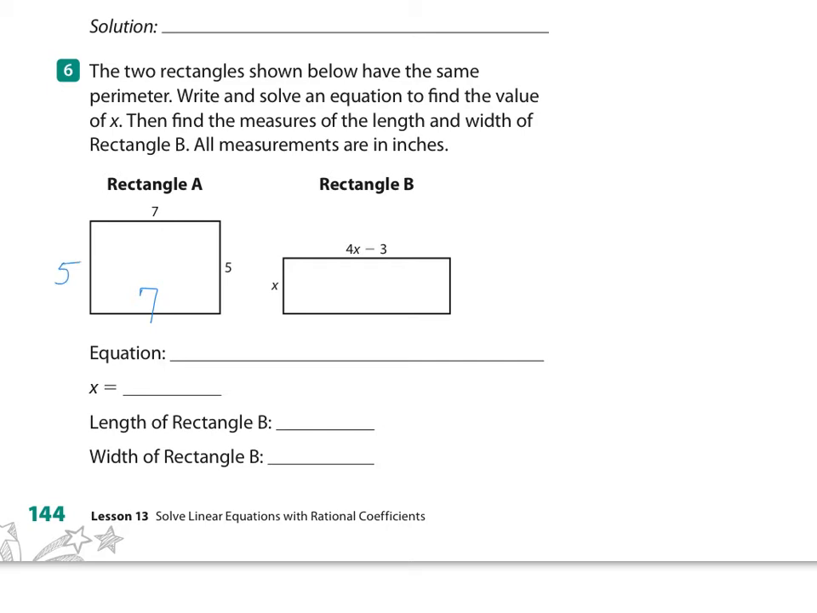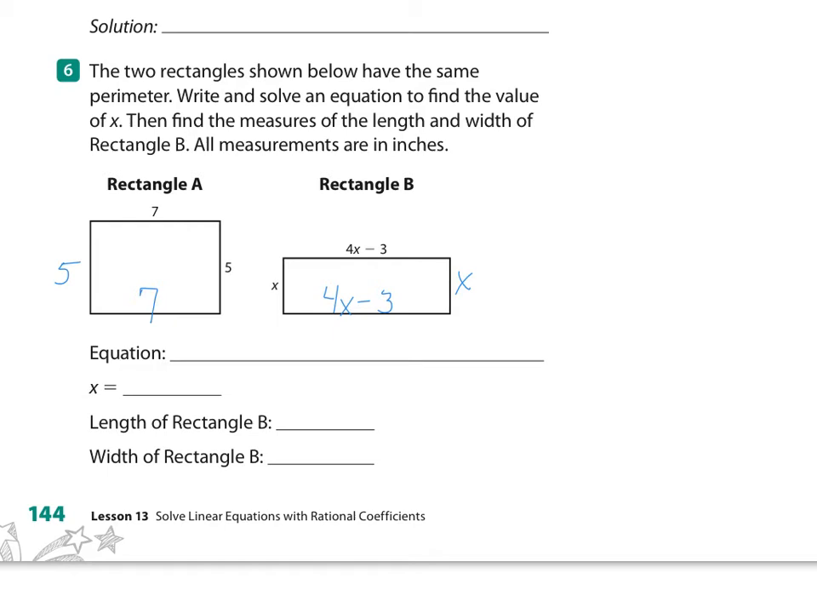If I look at rectangle B, I have a side of x, a side of 4x minus 3, which again, knowing the definition of a rectangle, sides opposite of one another are congruent. So the side on the right is equal to x. The side on the bottom is equal to the side opposite it, which is 4x minus 3. Now, in the directions, they said the two rectangles have equal perimeters. They are the same. So write and solve an equation to find the value of x.